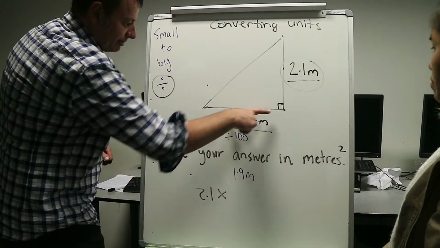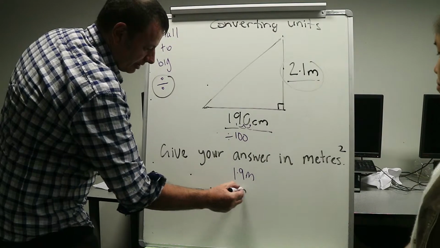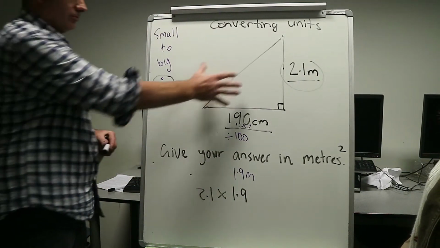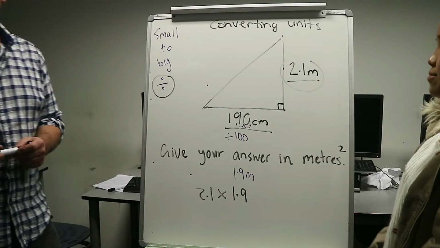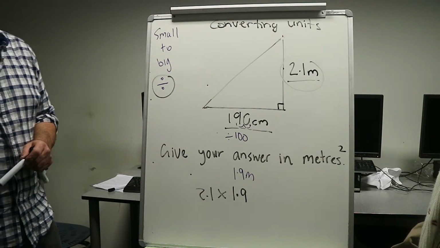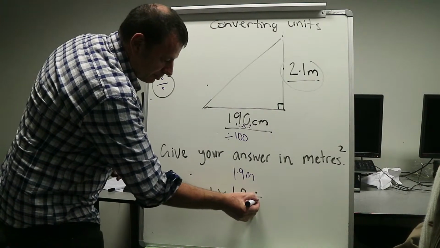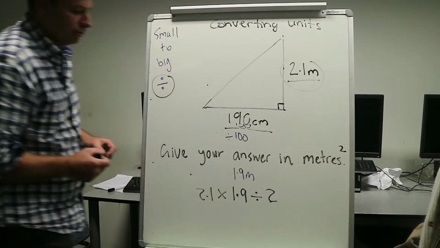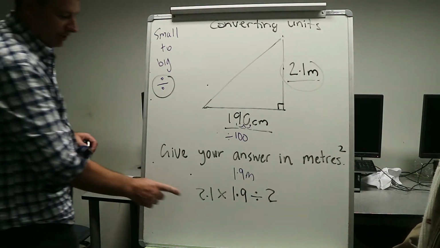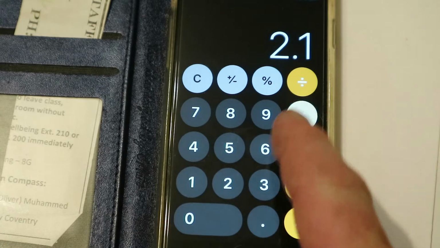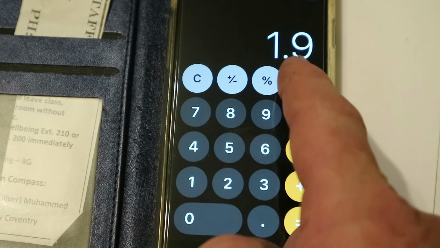1.9, the base is 1.9 metres. Is that all we do? It's a triangle. What do we have to do with triangles? You have to halve it. Mathematically on your calculator, that means you need to divide by 2. You should grab your calculator and you should type it in from left to right. 2.1 times 1.9 and then divided by 2.